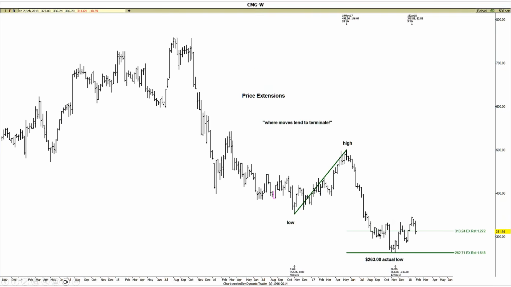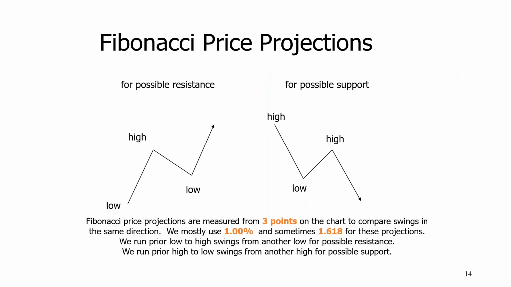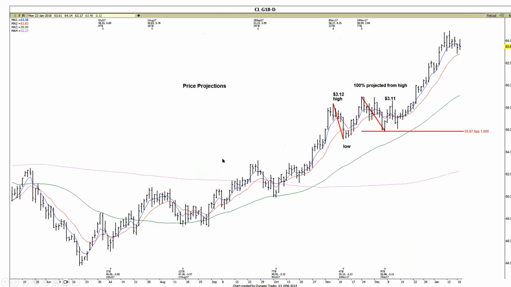All right, so next is Fibonacci price projections. Now, these are slightly different because you use 3 points to run these. And this is where we're basically comparing swings in the same direction. So for example, we'll compare a low to high and then project from another low to compare it to another swing. I always use 100% and sometimes 1618 for these projections, okay? So run the low to high from another low, possible resistance, run a high to low from another high for possible support. So here's a couple of examples.